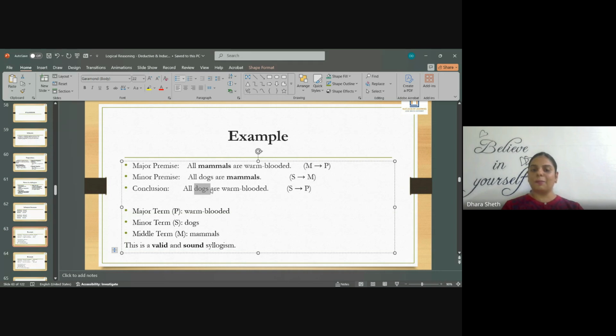Dogs is the subject of the conclusion. It is also there in the minor premise. The middle term, mammals, is there in both major and minor premise, but it is not there in the conclusion.